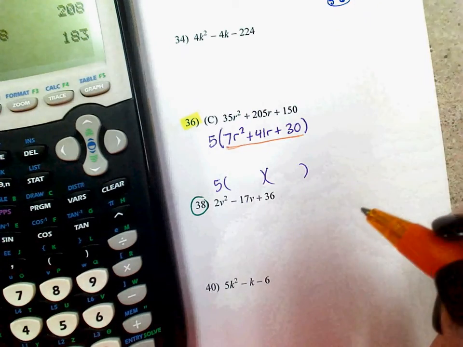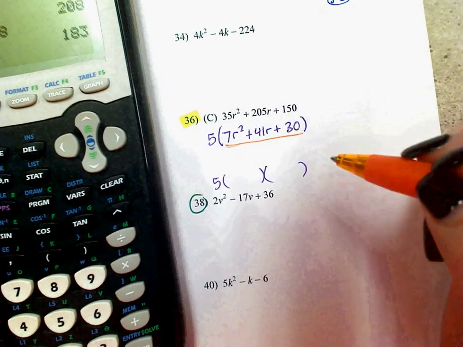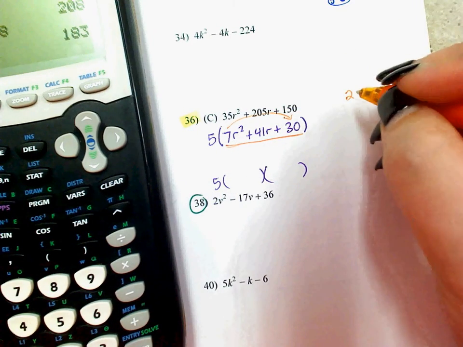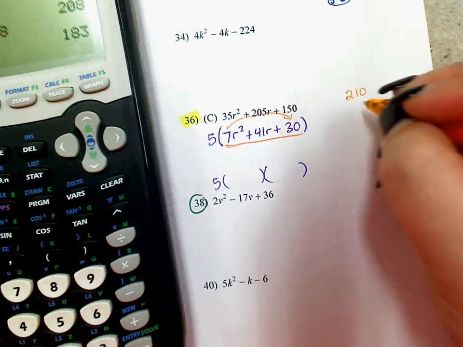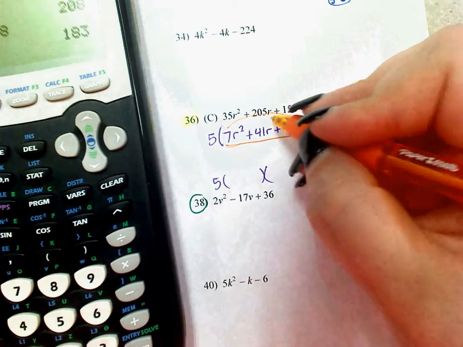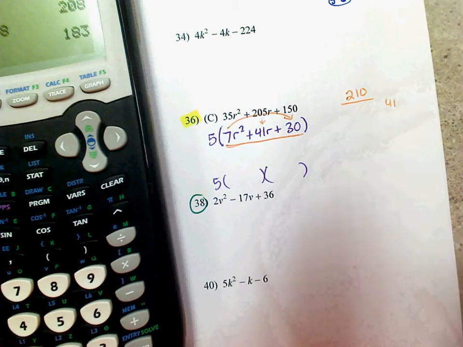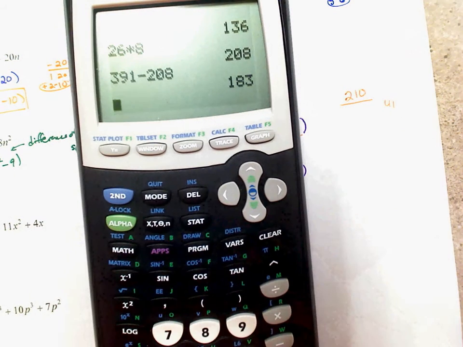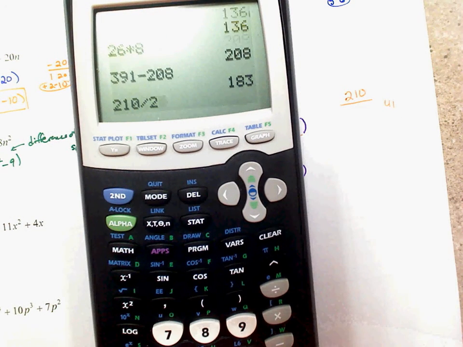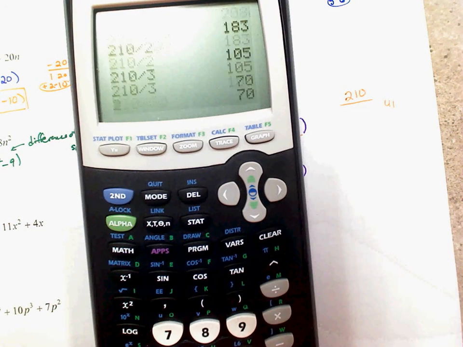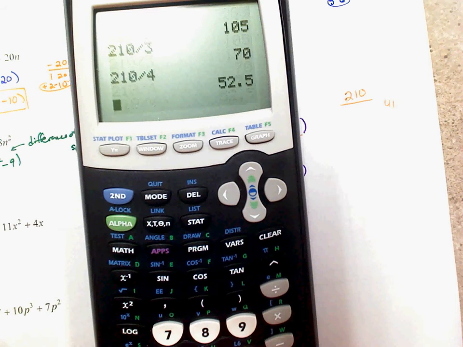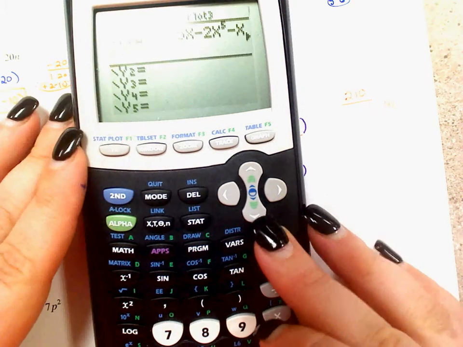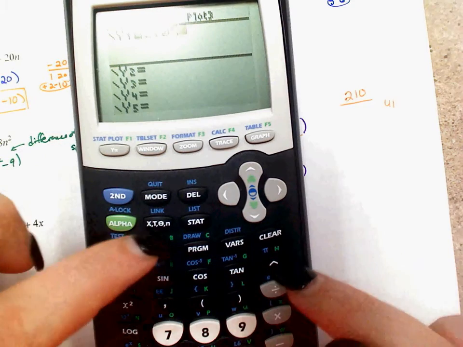Okay. So I'm going to do bottoms up. I'm going to multiply 7 times 30, and that is 210. And I'm looking for the factors of 210 that add up to the middle term, positive 41. If you are unsure about how to find factors, you can just start dividing. 210 divided by 2, 210 divided by 3, 210 divided by 4, 210 divided by 5, or you can go to y equals and just type in 210 divided by x.